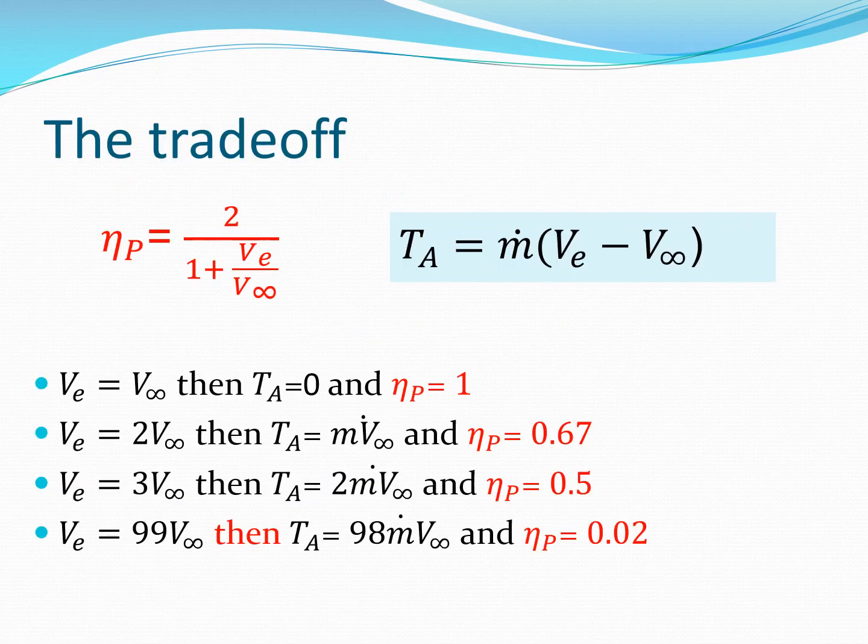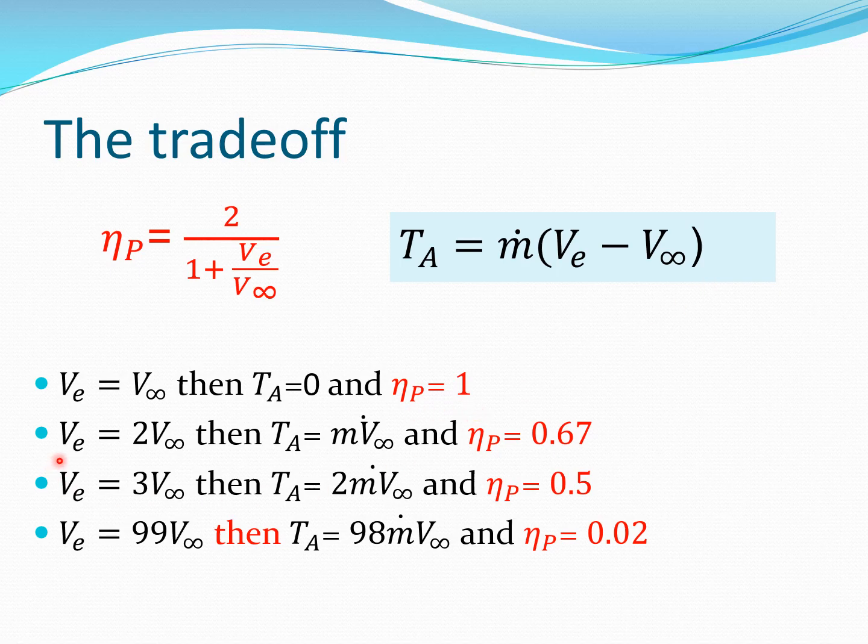So let's quantify these numbers for some physical feel into this problem. Here I have taken different values of VE in terms of V infinity. Of course, we discussed this particular trivial case before, where VE equals V infinity. In that case, TA became 0 and eta P was 1.